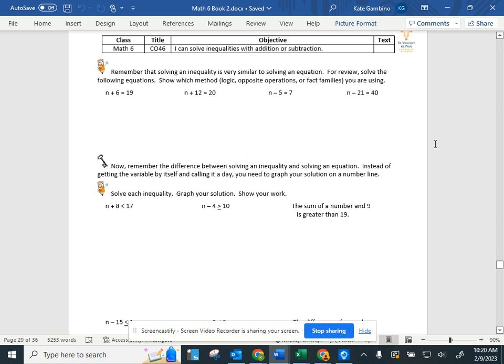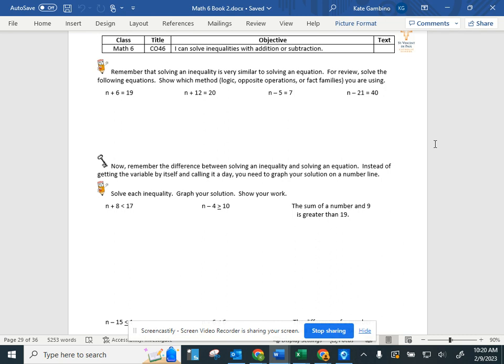Good morning. Today we are continuing with our unit working with inequalities. We are doing CO46. I can solve inequalities with addition or subtraction. So we're going to take some prior knowledge of units and objectives that we've done, and we're combining them in this one. So we're not really doing anything new. We're just combining what we've already done.